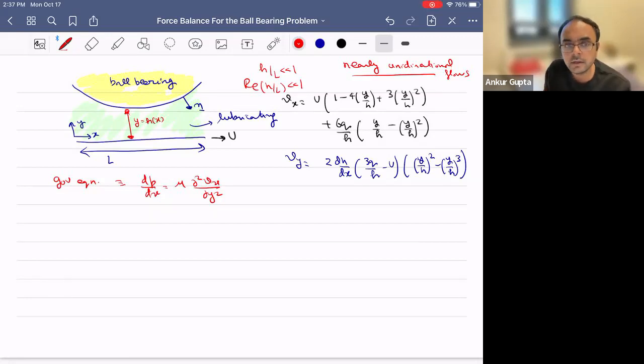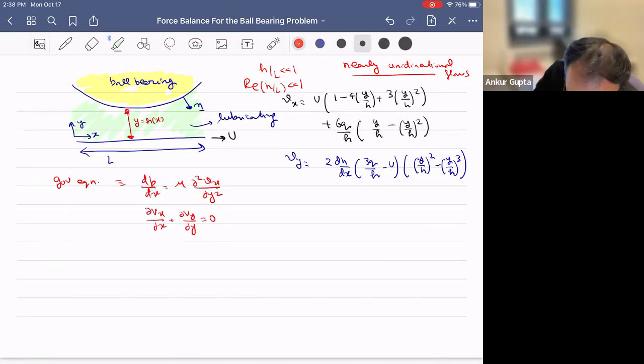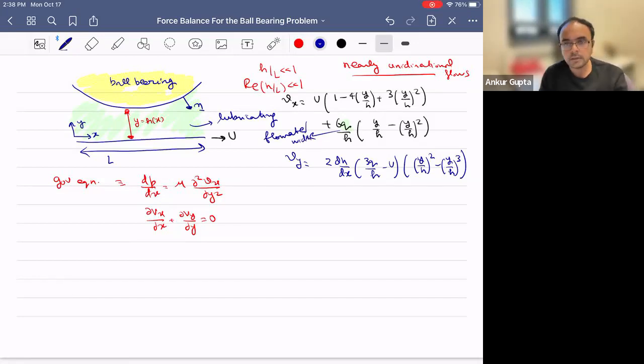And once you have all of this, you also use the continuity equation to find the invariant. The invariant in this case was the flow rate per unit width, small q, which is what we used to close out the system. So you integrated the equation, and then we found this result.